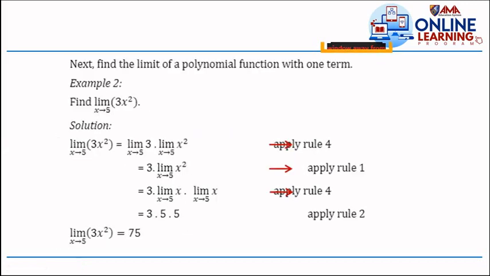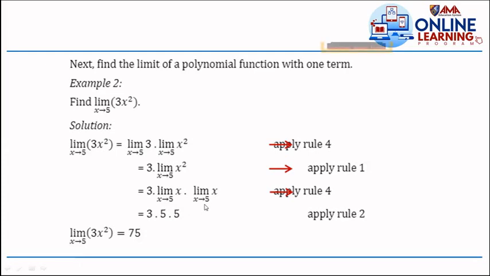Next, we have number 2. Find the limit of a polynomial function with one term. Example number 2. Find the limit of the quantity 3x squared as x approaches 5. So, 3x squared is a factor of 3 multiplied by x multiplied by x. We're going to use the product rule. So limit 3 as x approaches 5 multiplied by limit x squared as x approaches 5. The x squared is a product of limit x as x approaches 5 multiplied by limit x as x approaches 5.